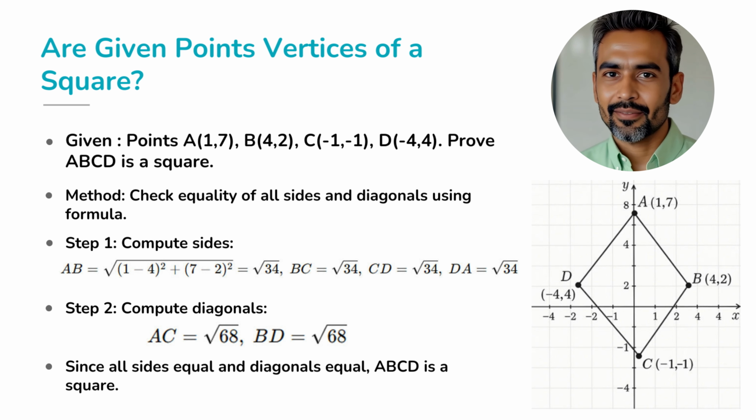Calculate diagonals. AC and BD both equal to square root of 68. Perfect match. So, with all sides equal and diagonals equal, this quadrilateral is a square. Isn't it satisfying when the math works out so neatly? It's like fitting puzzle pieces perfectly together.